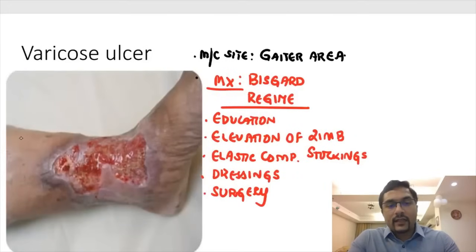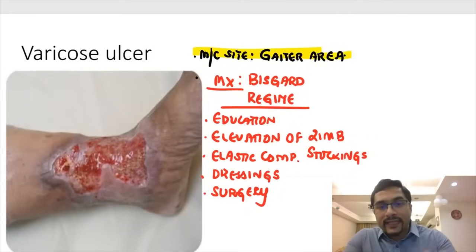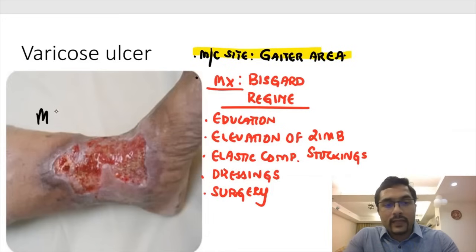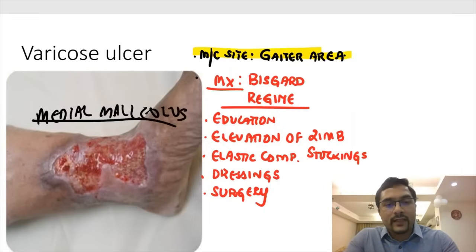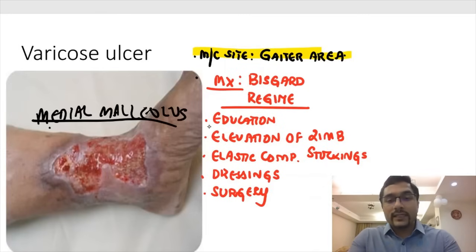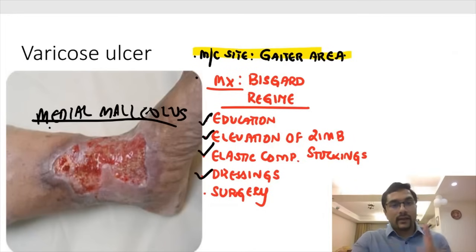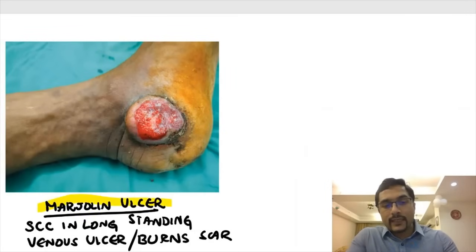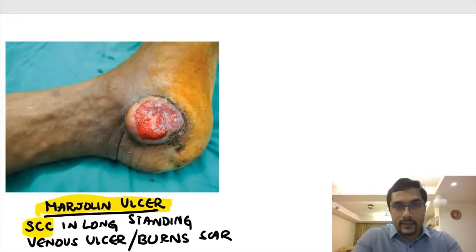This is a venous ulcer. The most common site has been asked. It is the gaiter area, or the medial malleolus. The region of the medial malleolus is the most common site for a venous ulcer. And the treatment is regarding the Bisgaard's regime, where we educate the patient. We advise limb elevation, elastic compression stockings. Dressings have to be done. I'm again repeating, only infected patients require antibiotics. Otherwise, you don't need to give antibiotics, and surgery. Long-standing venous ulcers. This image was asked last year in the exam. Marjolin's ulcer can develop. It is a squamous cell carcinoma in long-standing venous ulcers or burn scars.